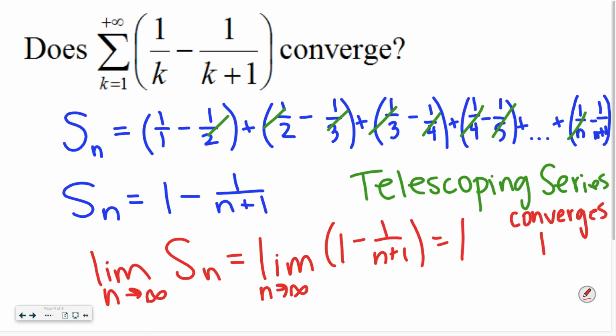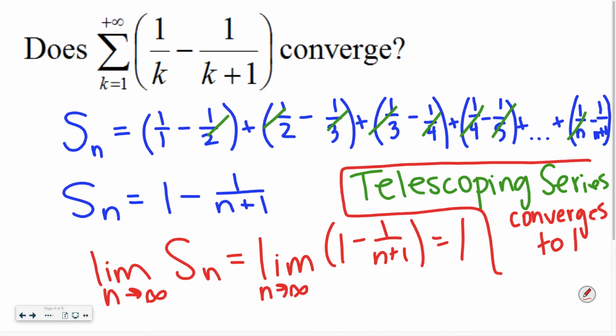So this series converges to 1 because it is a telescoping series. That means the sum of it is 1. Now, with these tests, there are very few where we can find the actual sum. This is one of them, and we can actually find the sum.